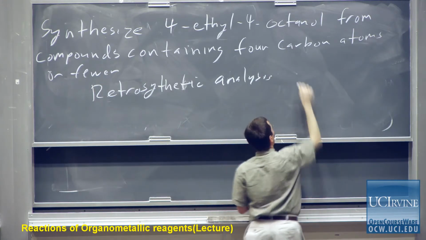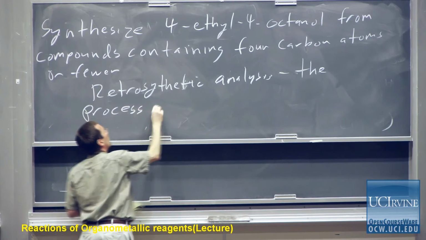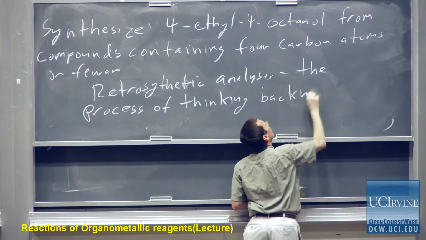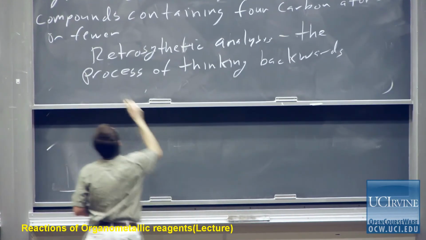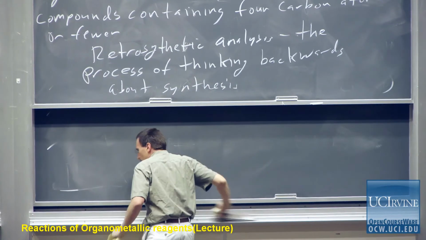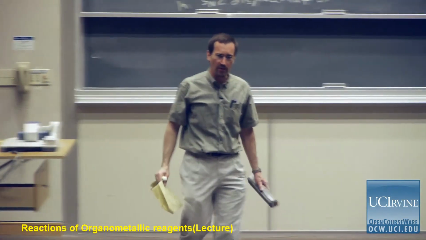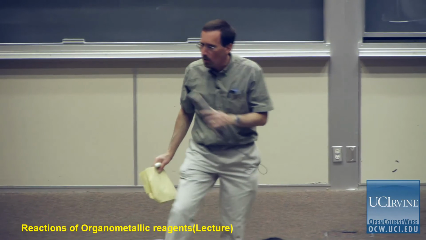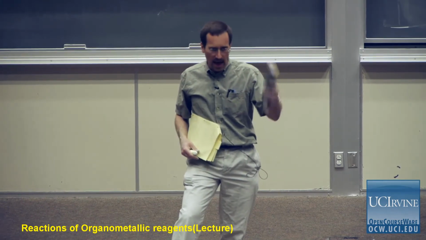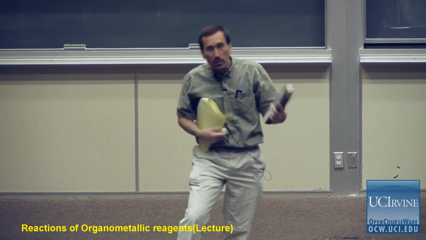and we can call this the process of thinking backwards about how to synthesize something. And the reason retrosynthetic analysis is so powerful, the reason that the process of thinking backwards is so powerful, is it's so easy to get caught up in details when you try to look at things from a forward point of view that it's very hard to see how to get there from here, from compounds containing 4 carbons or fewer.